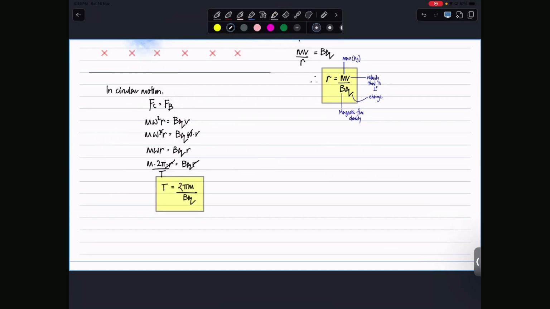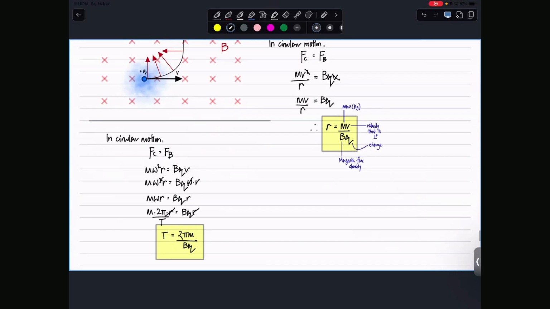I'll show you some demonstrations, but are you clear about the idea behind this topic? We now understand that when charged particles enter a magnetic field, they experience a force, and the force is perpendicular to the magnetic field, and the force is always acting towards the center.